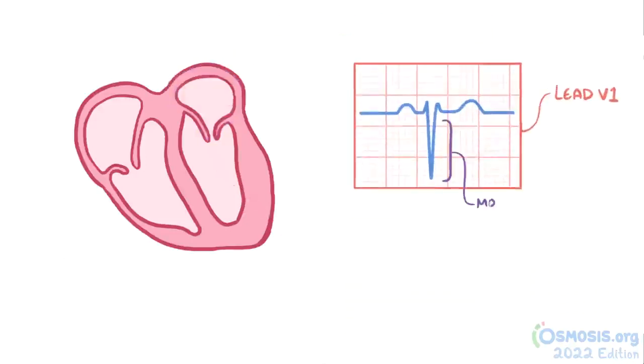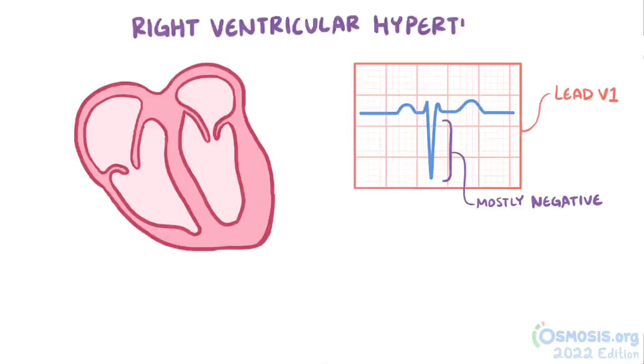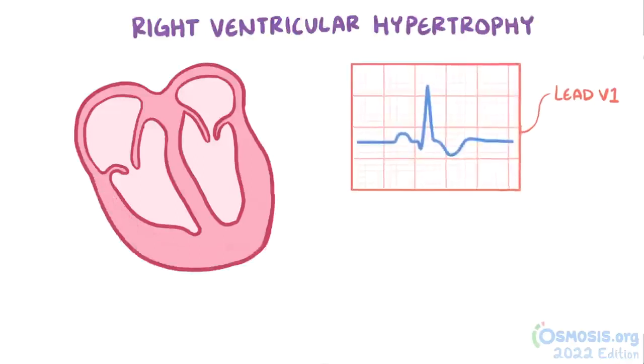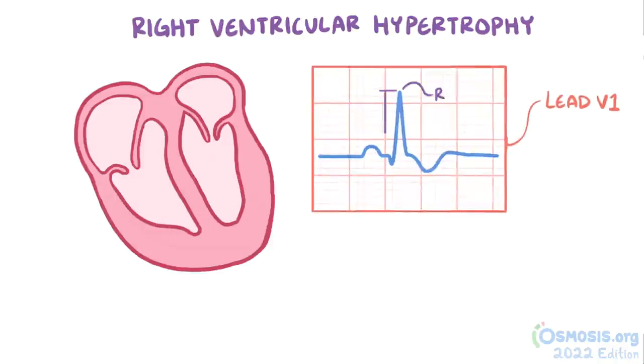Normally, the QRS complex is mostly negative in lead V1, because the large left ventricle, which carries the greatest amount of muscle tissue, is oriented down and away from this electrode. In right ventricular hypertrophy, the thicker right ventricle helps to counterbalance the left ventricle, and so it makes lead V1 more positive. More specifically, it makes the R wave bigger, which is the upward deflection of the QRS complex.